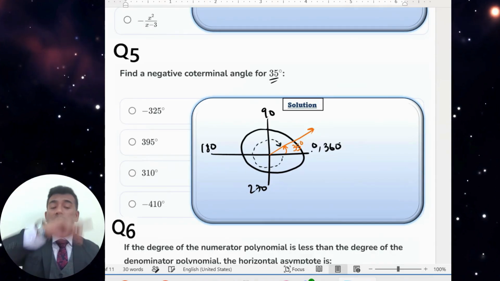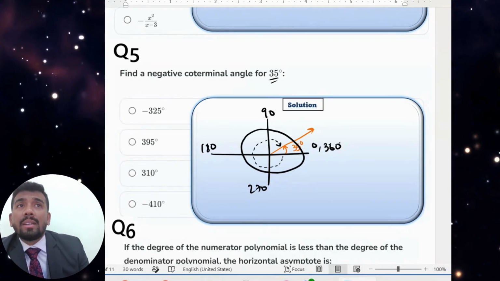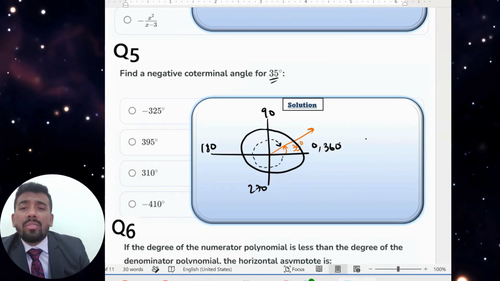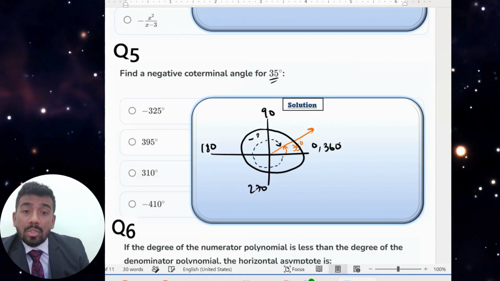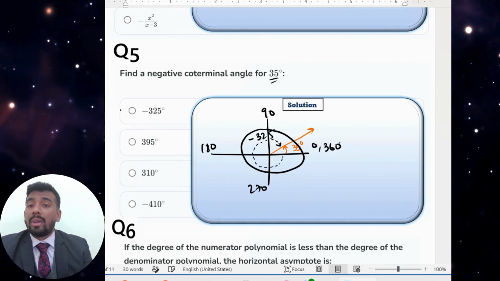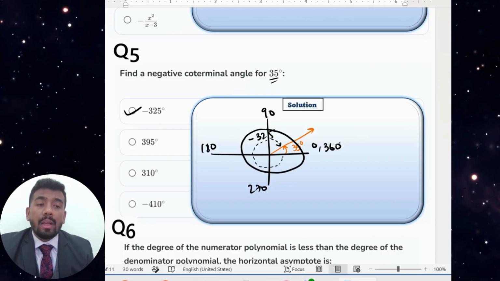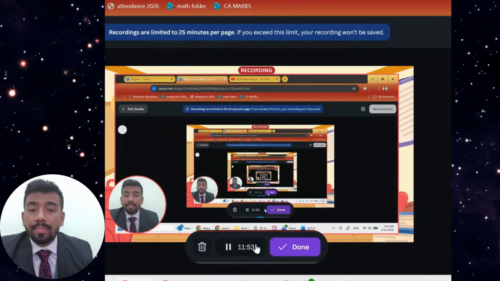That's negative. How will you find this negative number? Total is what? 360. So from 360 minus 35, how much will you get? 325. Yes, 325. And that too with a minus, because you're going clockwise. So 325 with the minus. Okay, so that's how you do it. Let's go to the next question.